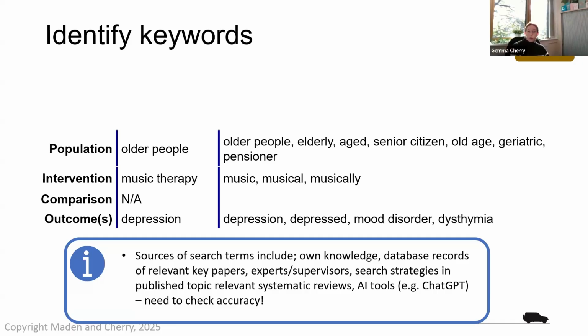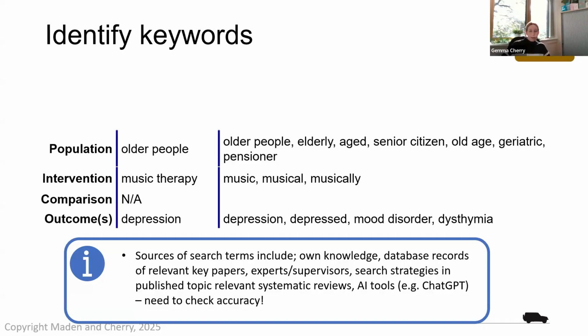So yes, people may talk about music therapy, but they may talk about music as an intervention. They may talk about musical therapy or musically driven interventions. So you want to be comprehensive and inclusive. Same with your outcome. Again, depression is an obvious term to include, but then people may talk about depressed participants. They may talk about people who are low in mood, participants experiencing mood disorder or dysthymia. So you need to consider all of these different terms so that you don't miss papers.